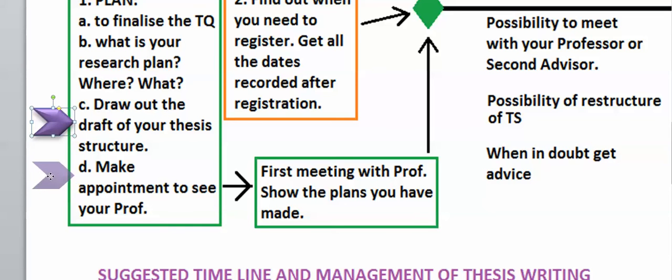Once you have that, make sure that you make your first appointment with your professor. Professors are not always free when you demand a time to see them. Sometimes they cannot see you as often as you like. So the first meeting is very important. I am sure the professors would also agree. And in the first meeting, you should bring your thesis structure and your research plan.